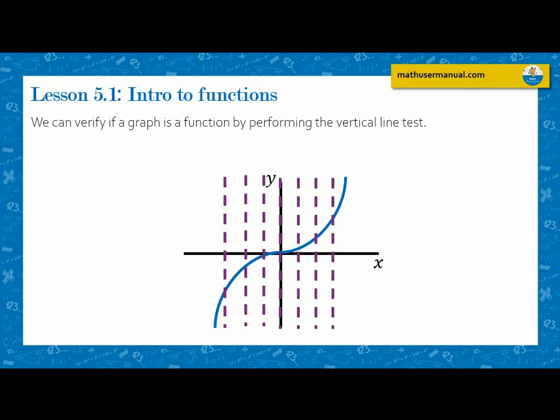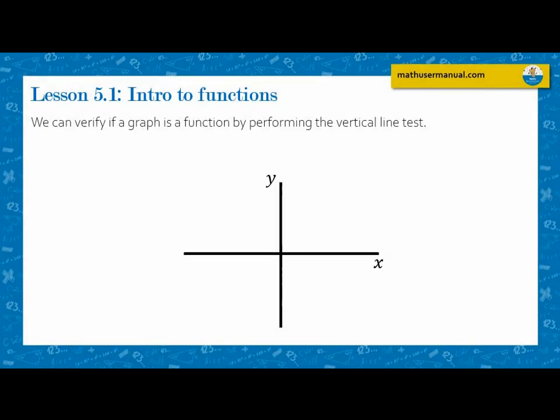And the rule is very straightforward. If there is one of these vertical lines that touches or crosses the graph at more than one point, then this is not a function. So let's review this. All of these lines only cross or touch the graph at one point. They do not do it at more than one point, only one. That means, yes, this graph represents a function.